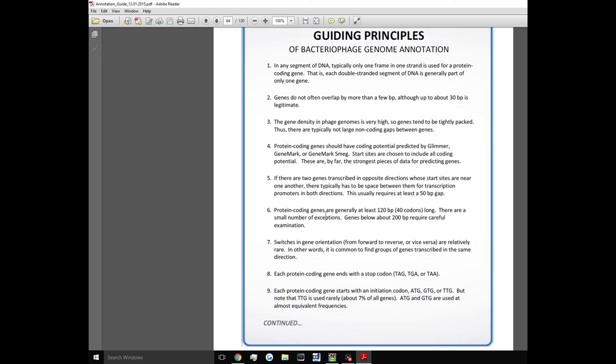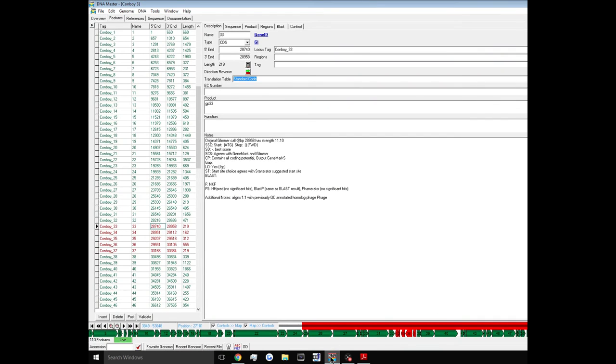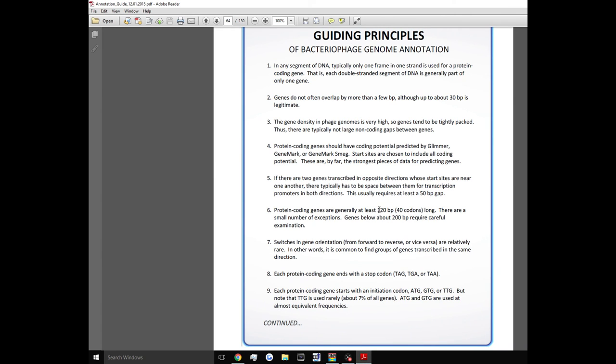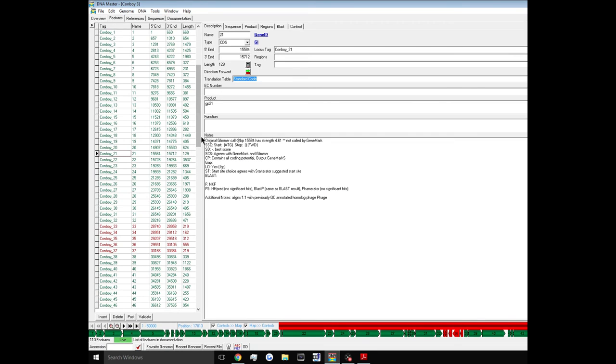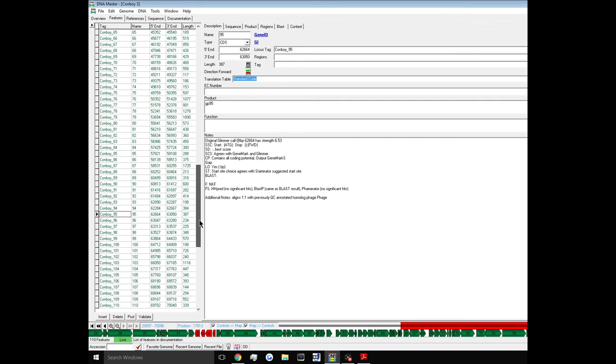Number six, protein coding genes are generally at least 120 base pairs or 40 codons long. There are a small number of exceptions. Genes below about 200 base pairs require careful examination. I generally don't come across genes this small. Let's see, 21 here is 129 base pairs long, so that just cuts it where this rule applies. This seems to be the smallest gene in this genome, 129. Let's see if there's anything smaller. I don't see anything.